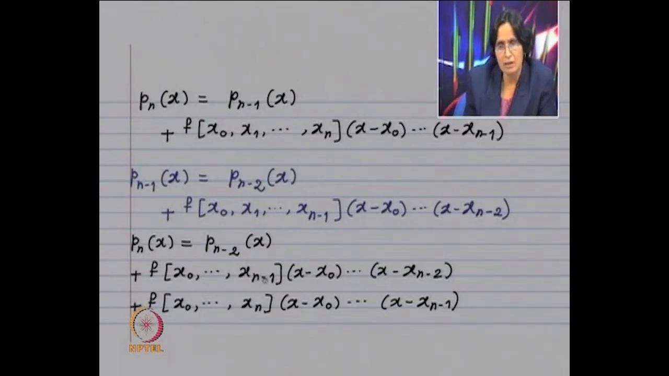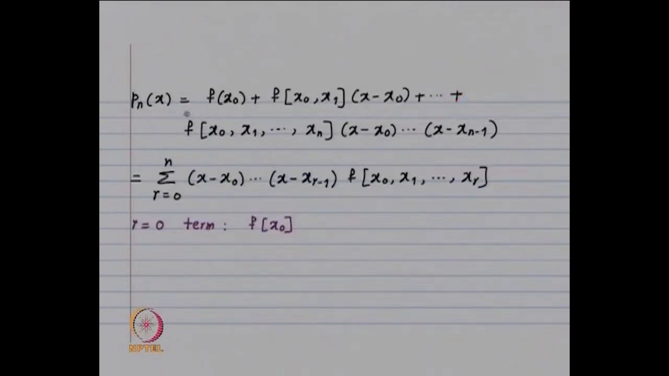So, you can continue this process and then you can have P n x to be equal to f x 0 plus f of x 0, x 1, x minus x 0 plus this term. So, we have got the power form, which is P n x is equal to a 0 plus a 1 x plus a n x raise to n.